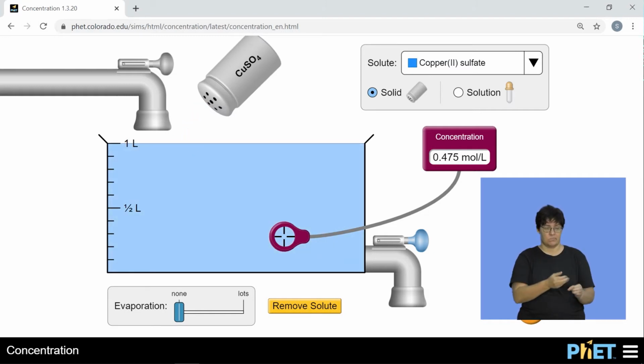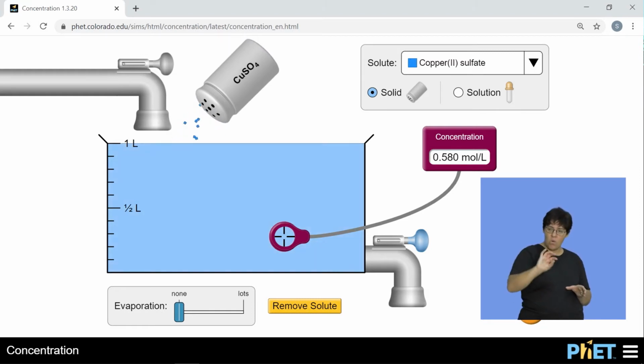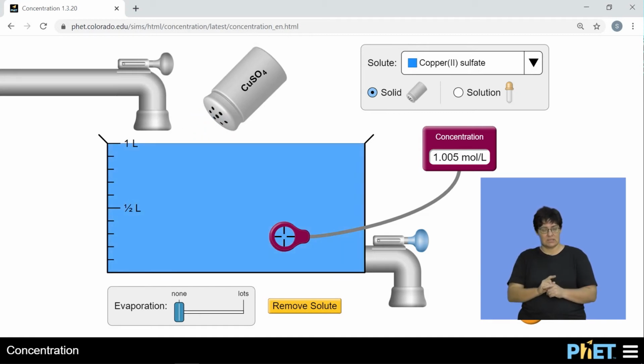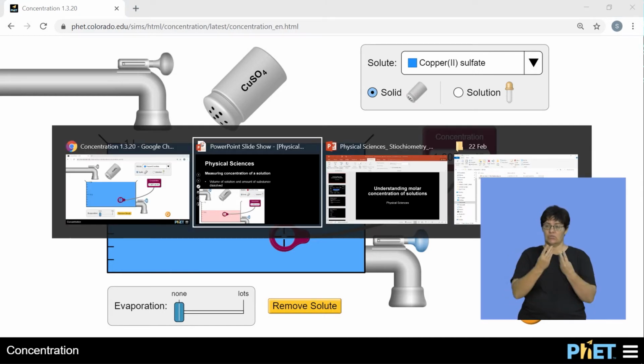Now, what has happened here? You can see as we add more and more solid particles into that solution, the concentration increases. What does that tell us? More particles of the solid are surrounded by water molecules, and as we keep on adding more, the concentration will also increase. And after that we are able to determine the amount of copper sulfate that was added into the solution, because we have the concentration. So that's the big idea as far as concentration of a solution is concerned.